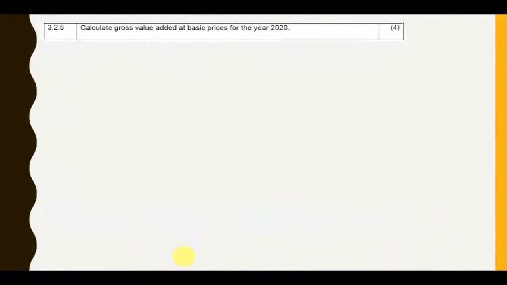So the last question was the calculation question, everybody, and I want you all to try that. It says, calculate gross value add at basic prices for the year 2020. So I'm going to give you a minute and let's see if you guys can figure out how to do that, and then we'll go through it. Alright, how are you guys doing? Have you all managed to do it?